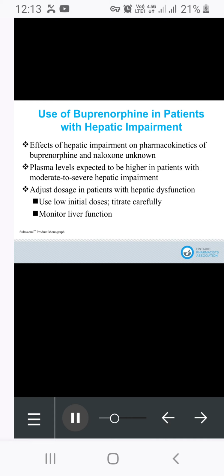The buprenorphine available in Canada is Suboxone, which is mixed with naloxone. So the naloxone may have an effect on the liver as well. So you may run into some issues. Even though it's taken sublingually, some of the naloxone does get absorbed.